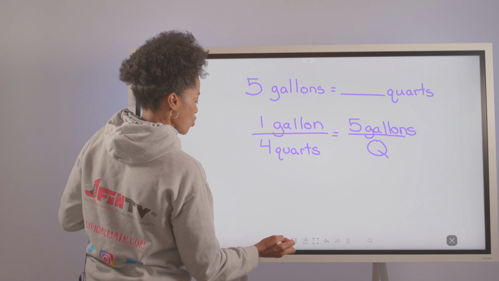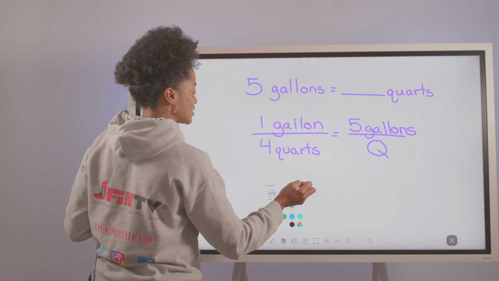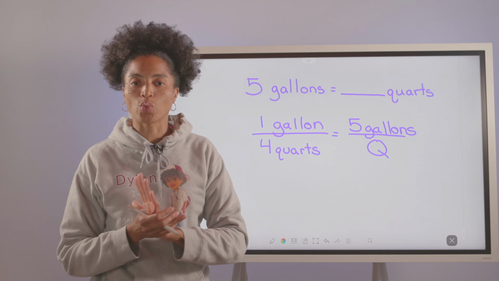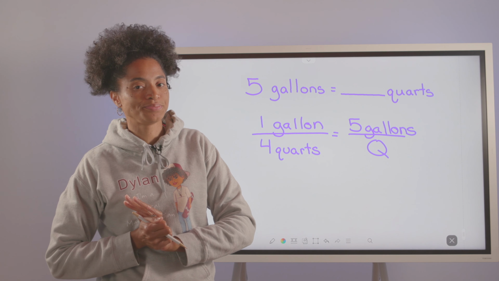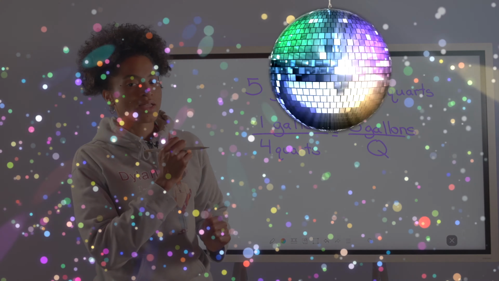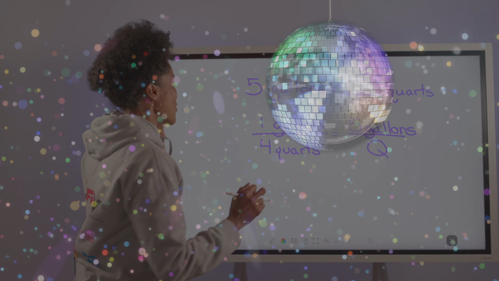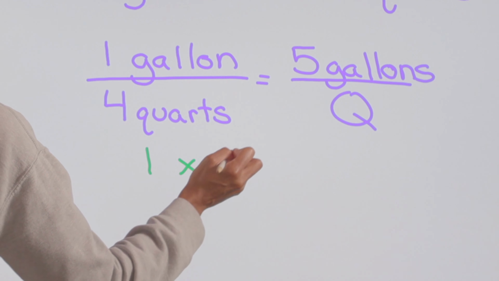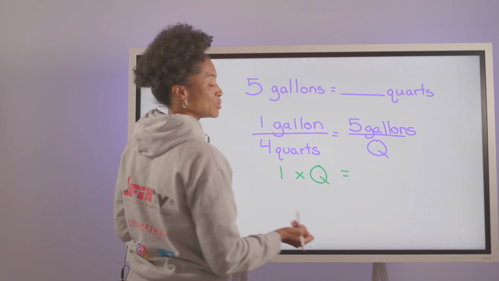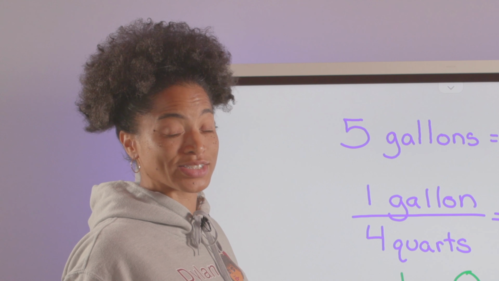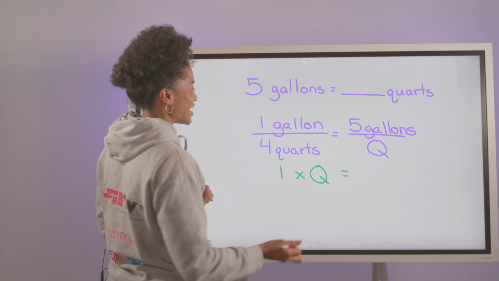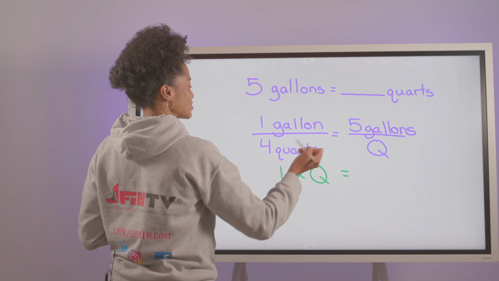Next step. We're going to look at the number that is diagonal from the variable. Which number is diagonal from Q? Did you say 1? Thank you for knowing your stuff. Let's go. We want to put 1 times Q and set that equal to what? Think about the first example. The other diagonals. 5 times 4.